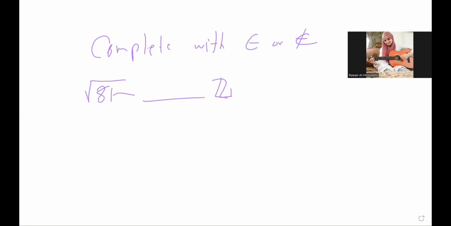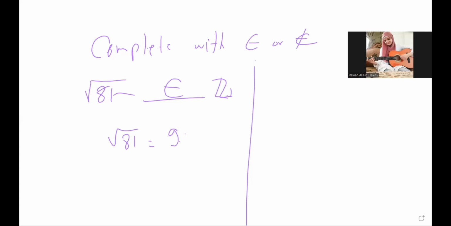Let's say radical 81. Radical 81 it's equal to 9. 9 is a non-decimal number. It's a positive number, so it belongs to the set Z. So we can say that radical 81 belongs to the set Z.